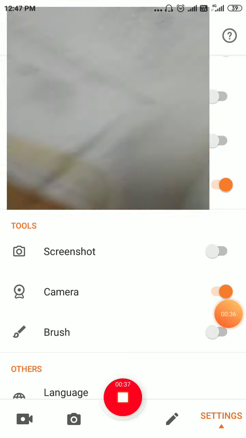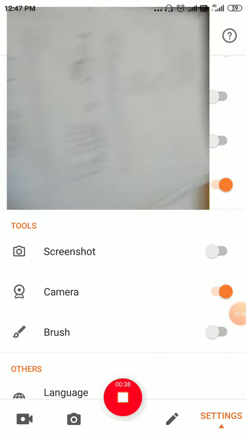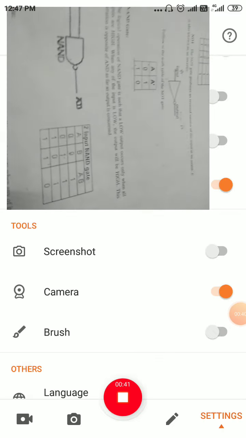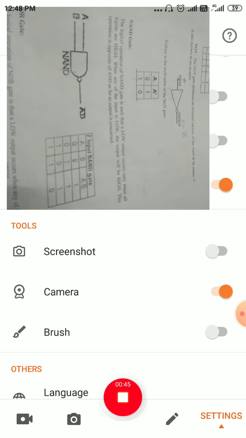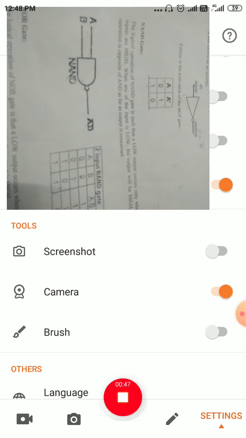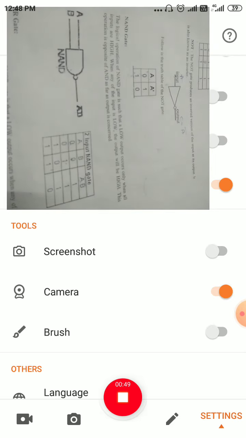I'm going to show the NAND gate symbol and truth table of the NAND gate. Okay, mainly the definition of the NAND gate.